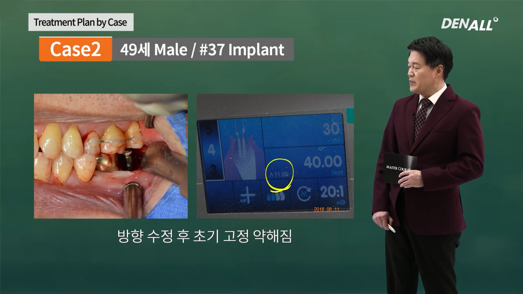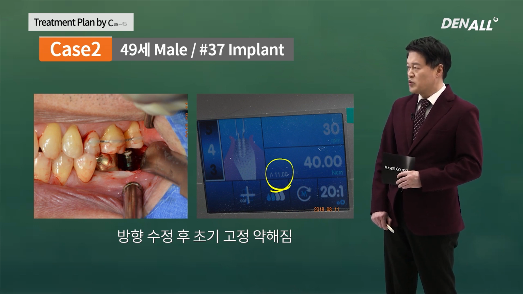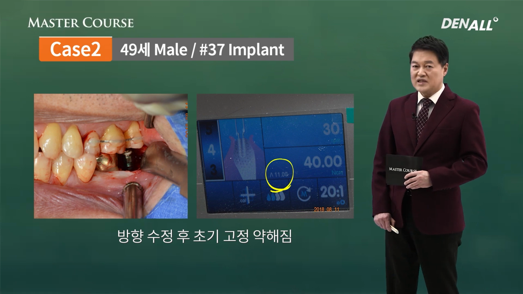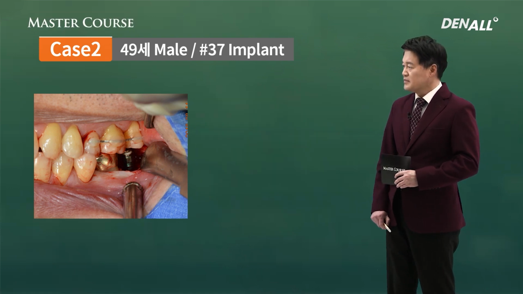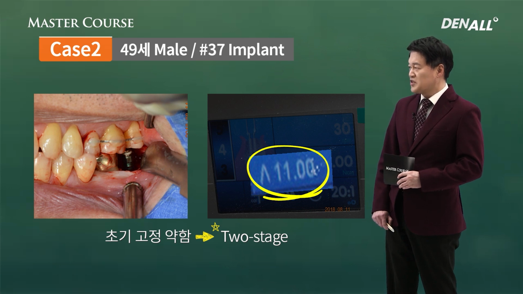The direction was towards the functional cusp of the opposing arch, and the space was over 8 millimeters, so there was no issue in doing the prosthesis. As the direction was changed once, the initial stability was weak, so I chose a two-stage surgery.